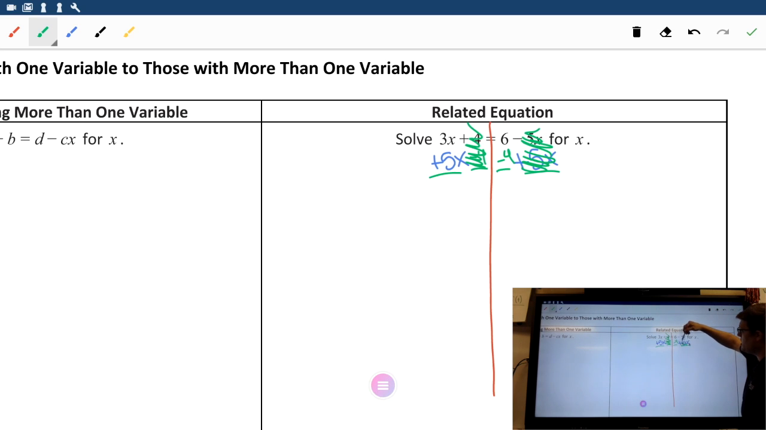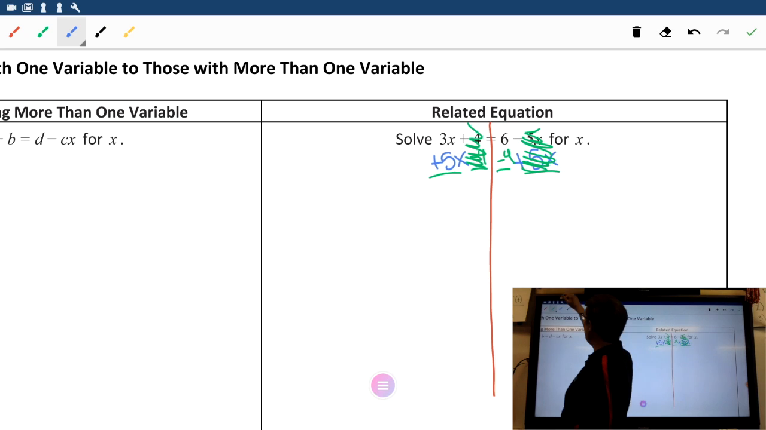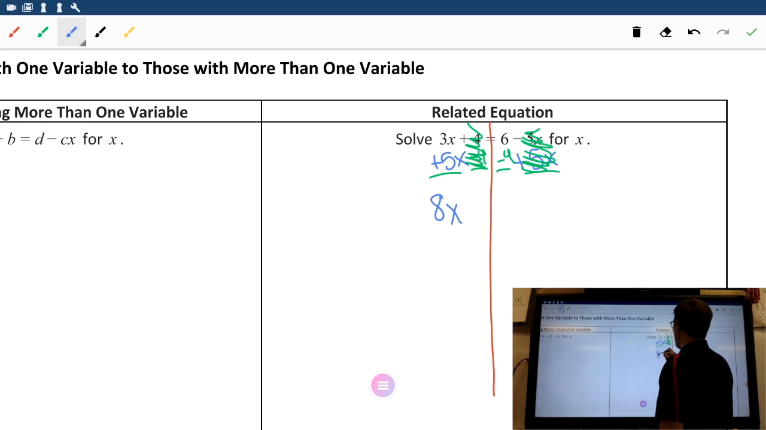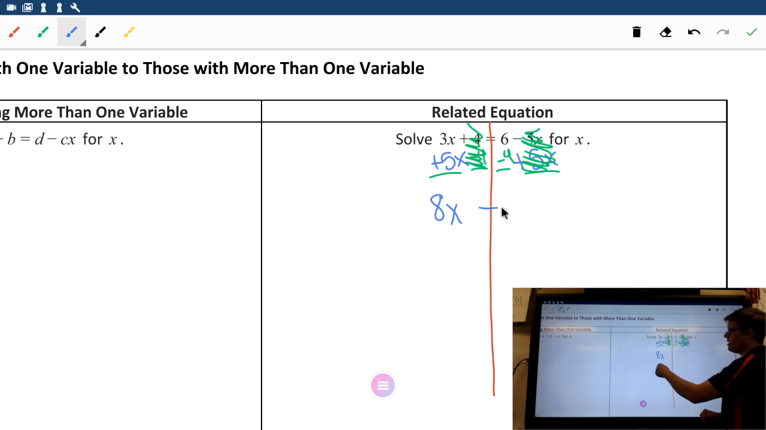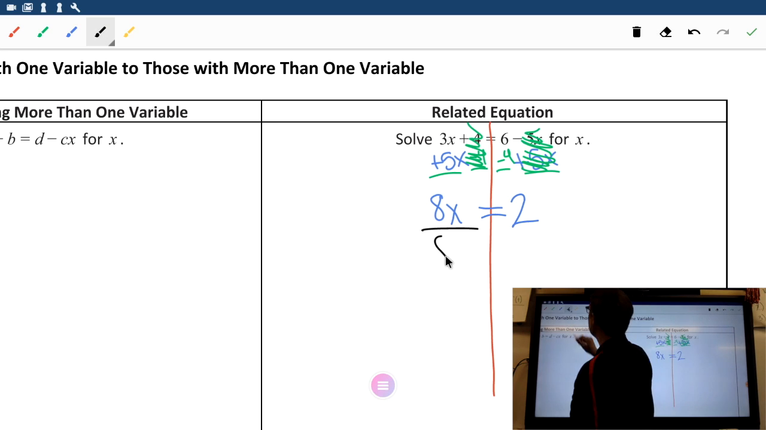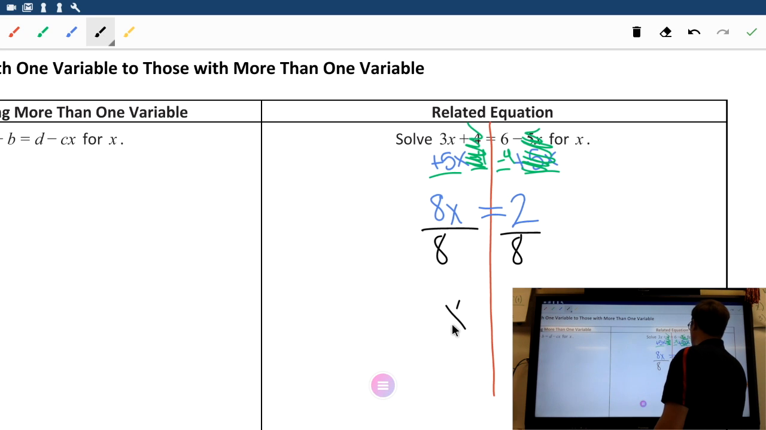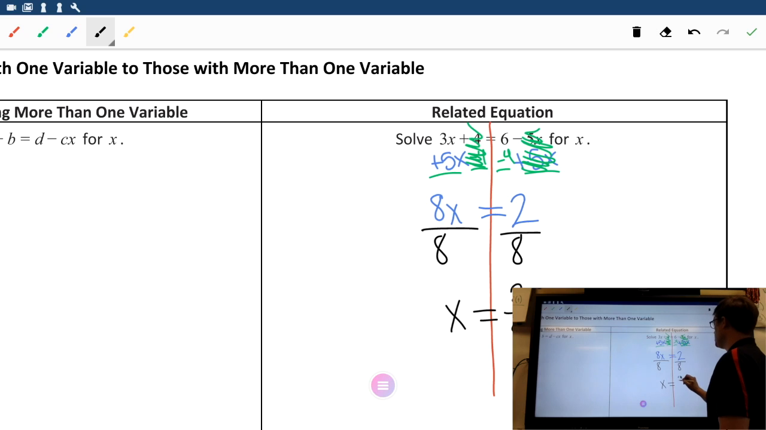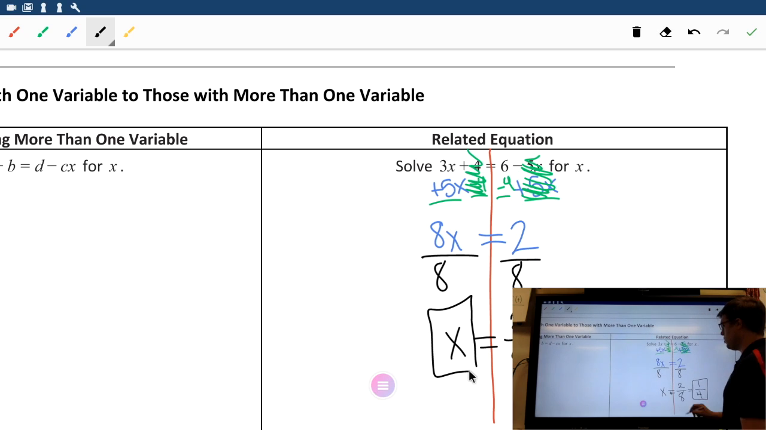-5x plus 5x cancels. And what I have left is 8x, because 3 plus 5 makes 8, equals 2. 6 minus 4, 2. And then last step, divide by 8. X equals 2 over 8. I could call that the answer, but 2's even, 8's even. Cut them both in half. That's a better answer. X equals 1 over 4.